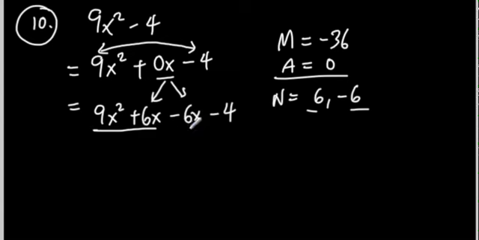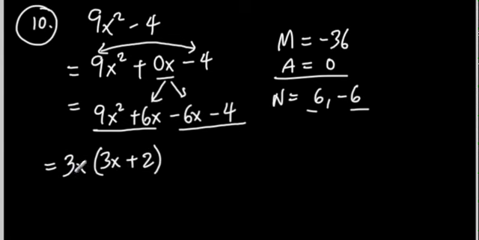We group the first two and the last two. What's common amongst the first two? It's 3x, right? So what you're left with is 3x plus 2. The reason why is that 3x times 3x is 9x squared, and 3x times positive 2 is positive 6x. Again, what's common here is negative 3, right? So we get, sorry, not negative 3, it's my mistake. It's negative 2.